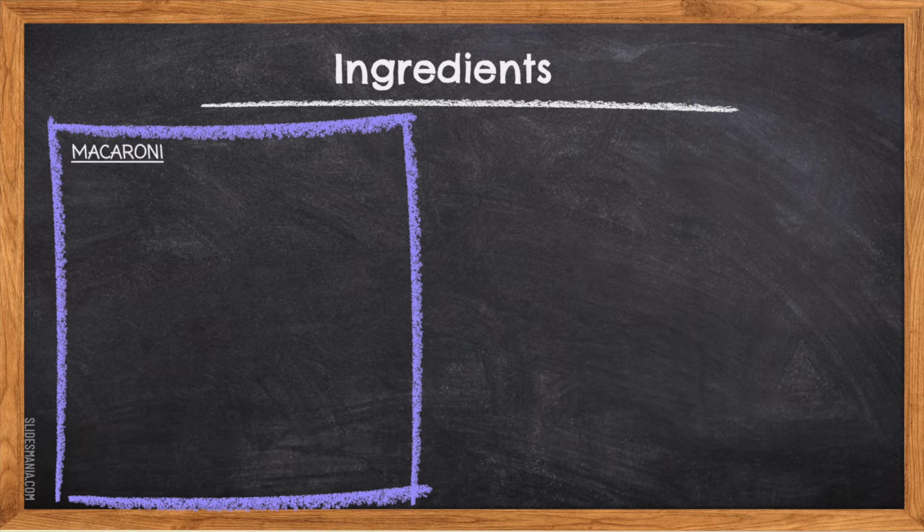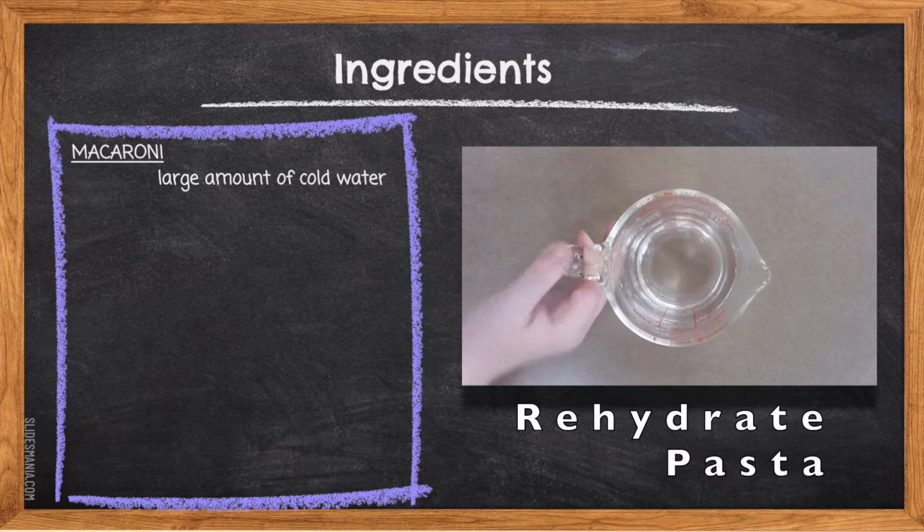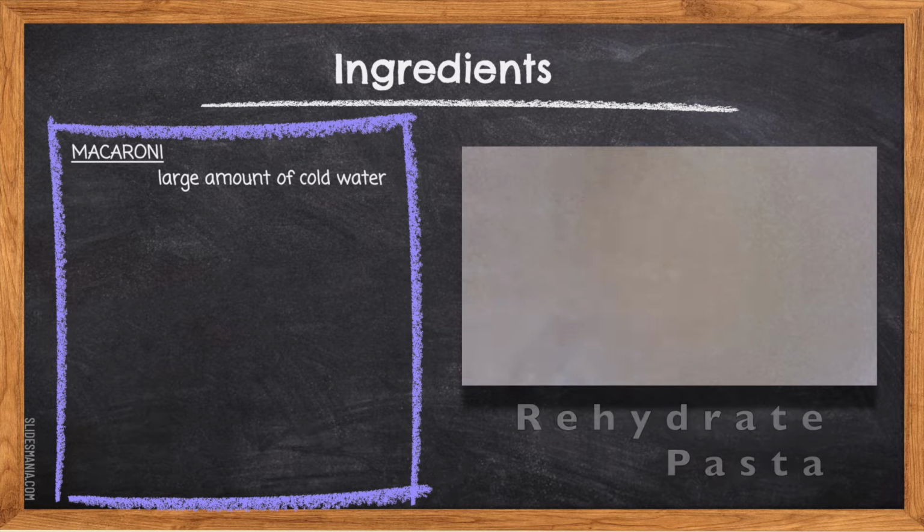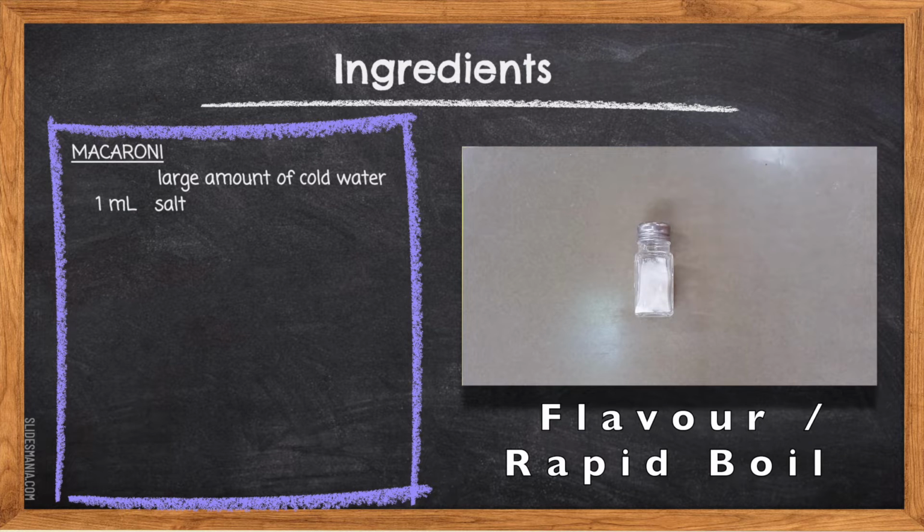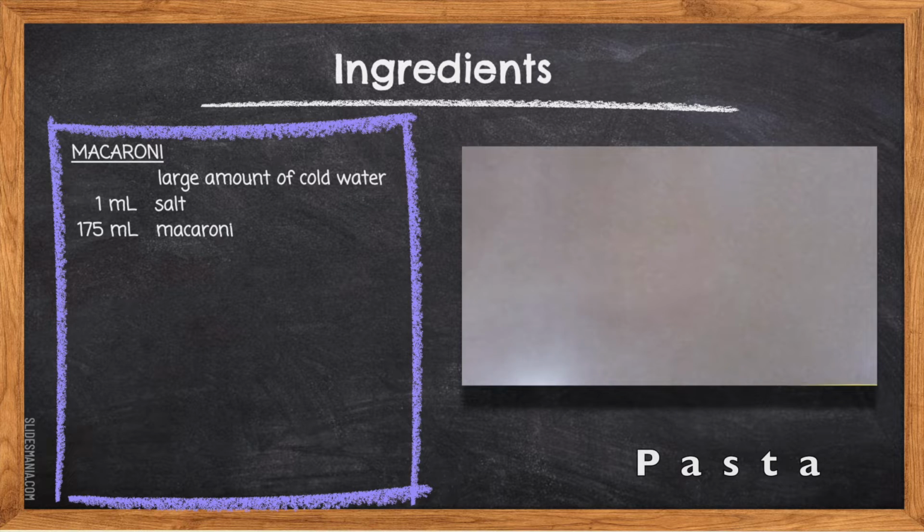Ingredients. First, the ingredients for the macaroni. Large amount of cold water. Cook the pasta in a large amount of rapidly boiling water to allow the starch granules enough room to swell. 1 milliliter of salt. The addition of salt is important to achieving a pleasant tasting pasta product. Also, adding salt will help bring the water to a rapid boil faster.